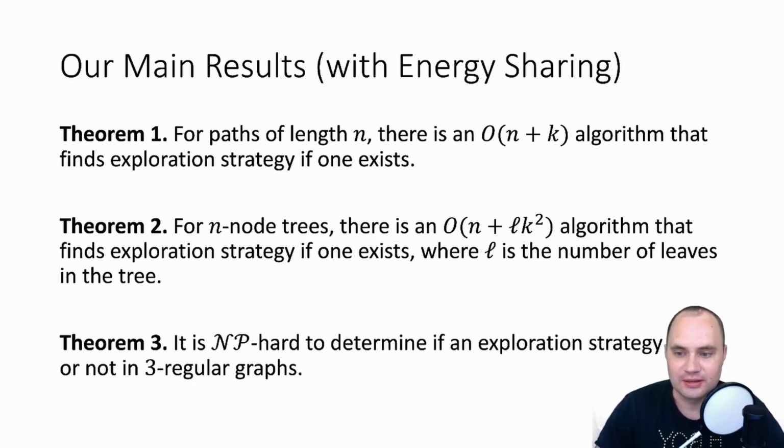Our other result is to show that it is NP hard to determine if an exploration strategy exists or not in 3 regular graphs. And so this paints a picture that the problem is easy for trees, but then as you increase the graph class to include 3 regular graphs, then the complexity of the problem jumps up.